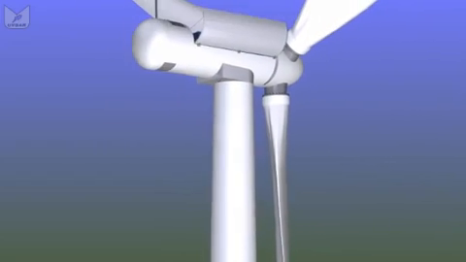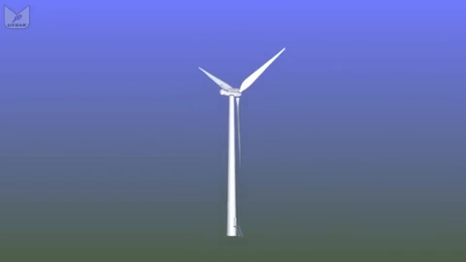Now the layout of a larger turbine is broadly similar, but some of the components are in different places, so let's start by looking at the tower section of a typical 2 megawatt turbine.